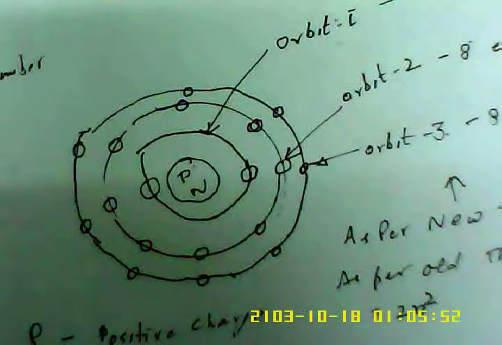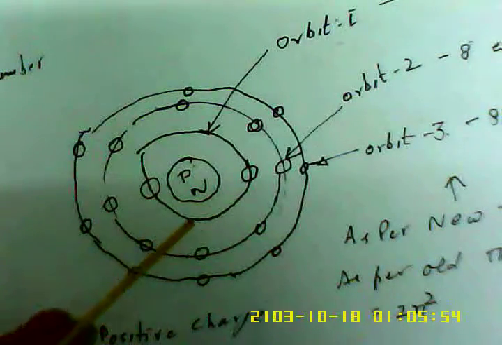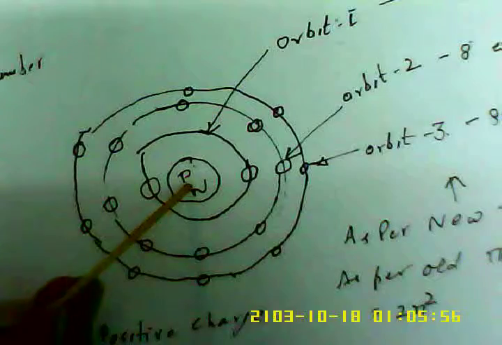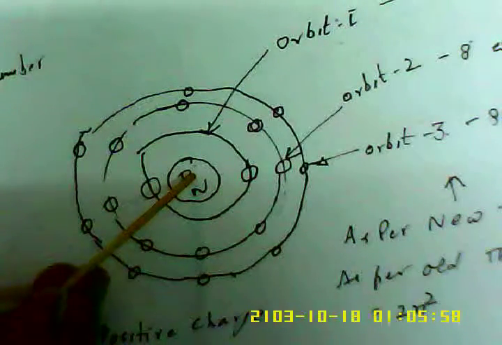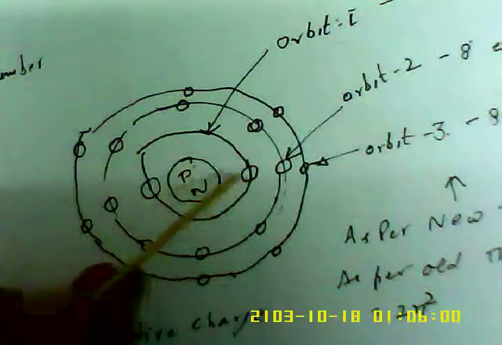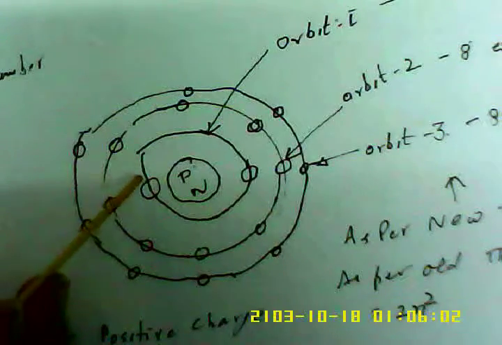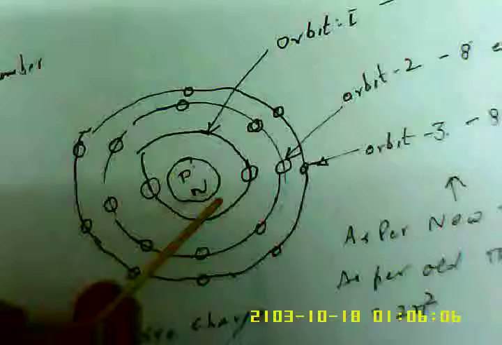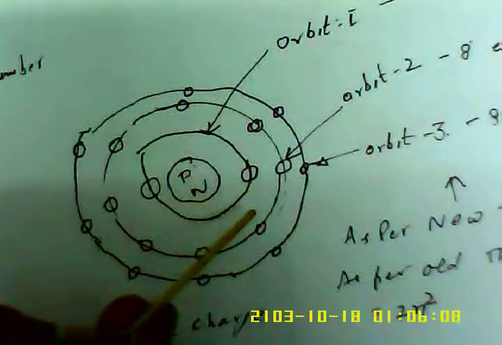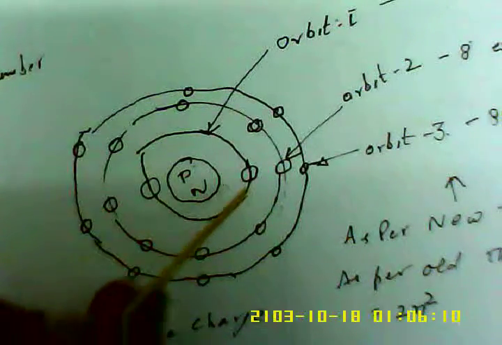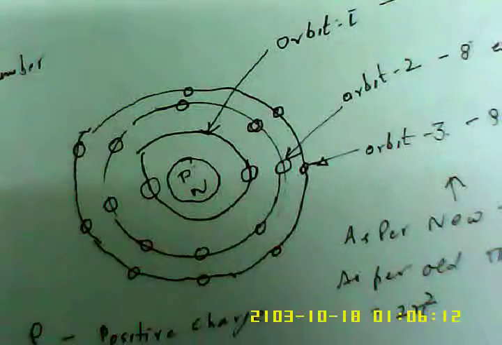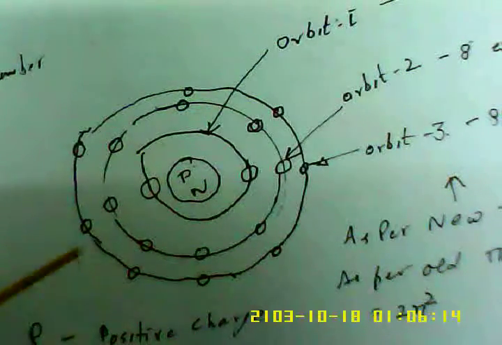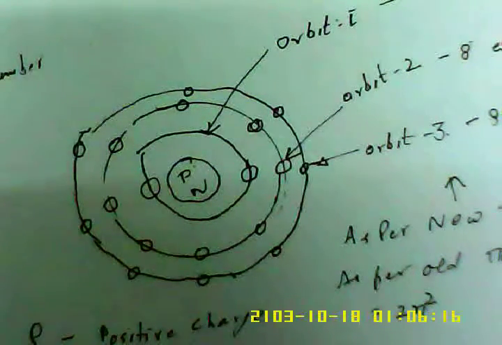Carbon has 6 electrons that can be accumulated. So 6 protons will be inside the nucleus, 2 electrons in the first orbit, and 4 electrons in the second orbit. Though a maximum of 8 can be accommodated, here it is only 4 in the second orbit. So it means it can accommodate another 4 electrons also.